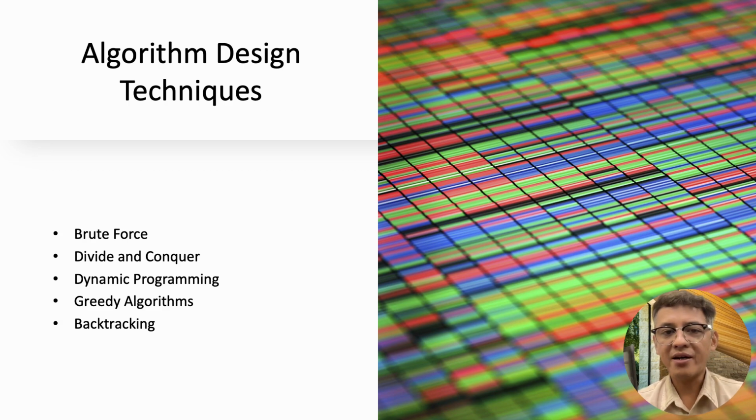Next, we have the greedy algorithm. These make the best choice at each step, hoping to find the global optimum. For example, when finding change using the least number of coins, a greedy approach works well if your coin system is compatible.